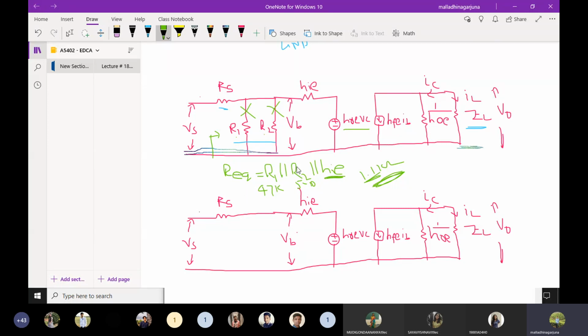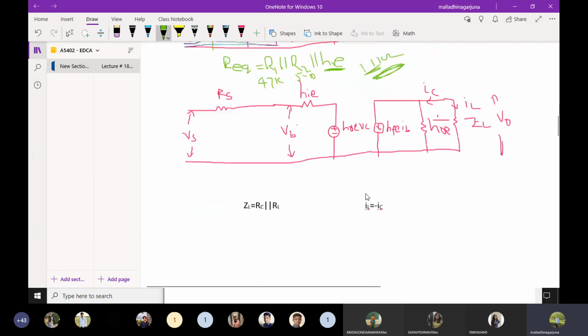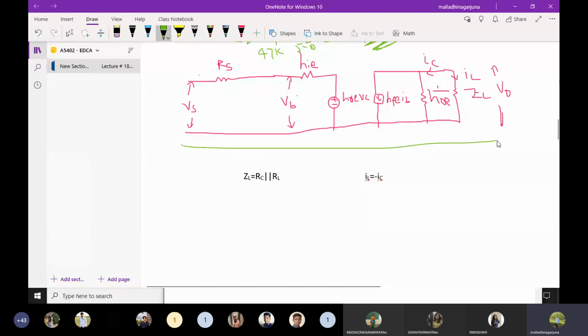So my final circuit is this. Okay, so this is my final circuit. Simply Vs is the input signal, Rs, HIE, and there are no R1 R2 here, HRE VC, HFE IB, 1 by HOE here, and IL ZL, and this is my output, V0 or VC. Since the output is at the collector, V0 or VC. Okay, so this is my final circuit diagram of the CE amplifier after simplification.